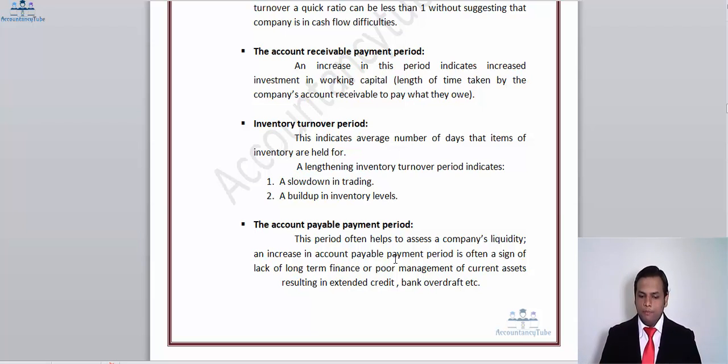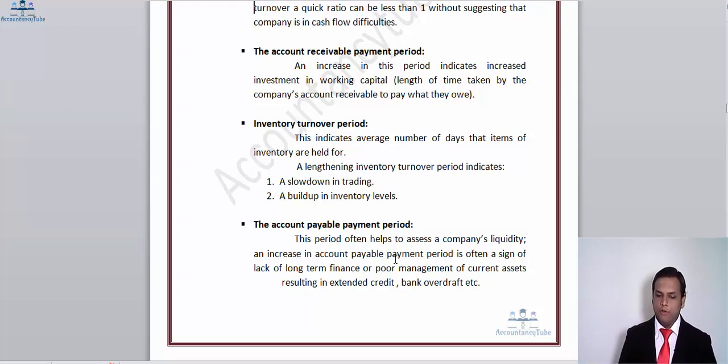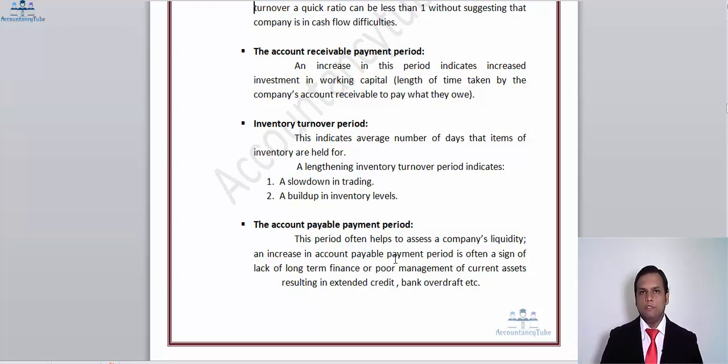Then we've got inventory turnover period. This indicates the average number of days that items are held in the inventory. A lengthening inventory turnover period indicates a slowdown in trading or a build-up of inventory levels. If you observe it carefully, it's telling you the basic thing.